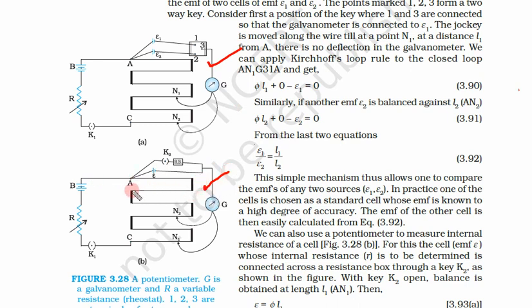This potentiometer generally has a very long wire, generally 10 meters long, in the form of a coil like this. Similar to the meter bridge, you place your jockey and move it around, and you note that reading when the galvanometer becomes 0. We will see in detail how this potentiometer works.